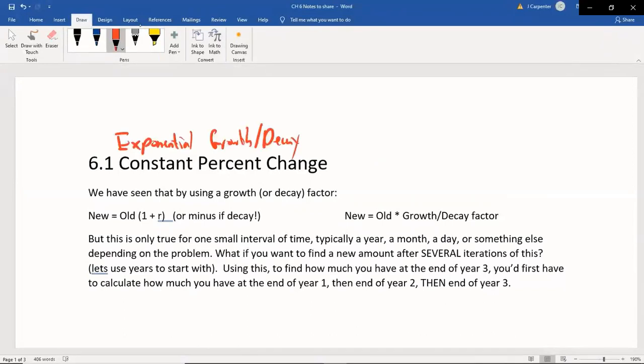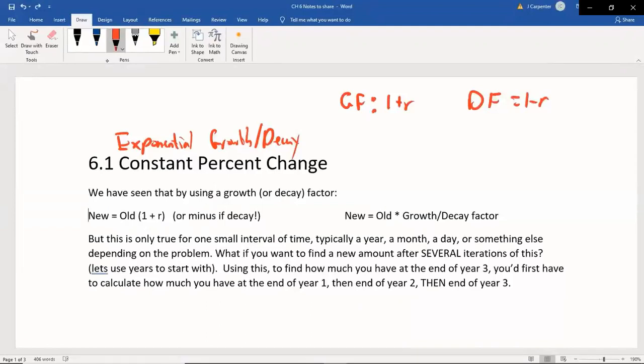Now, I'm going to remind you what your growth factor and decay factor are. Growth factor is 1 plus r, whereas a decay factor is 1 minus r. That was something we did back in chapter 4. And then we had some new amount is an old amount times the growth factor or decay factor. So you could have the minus if it's decay. That's what I'm saying there. But we're going to mainly focus on growth in this course. We don't do too much with decay. Very, very, very few problems with decay, in fact.